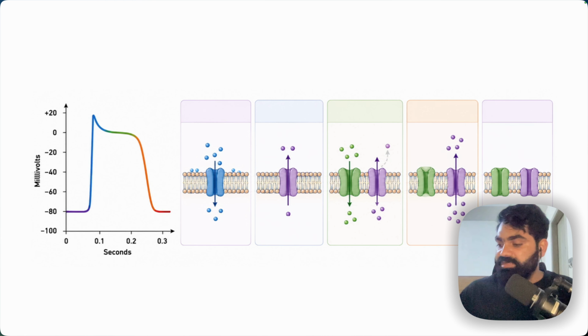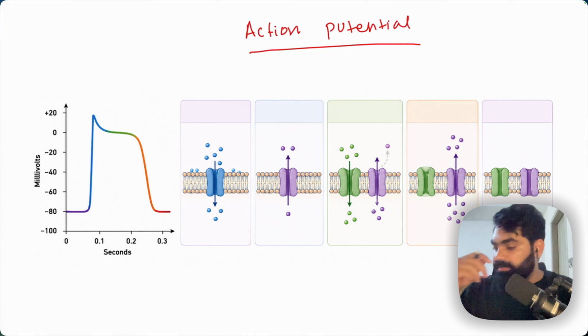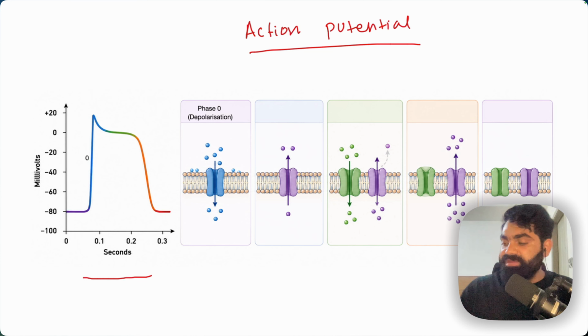So today's main topic is action potential, right? We will study action potential, and to help us understand better, I have drawn a graph here, and we will see what is happening at the cellular level and what ions are being changed here. We have divided the action potential into different phases.